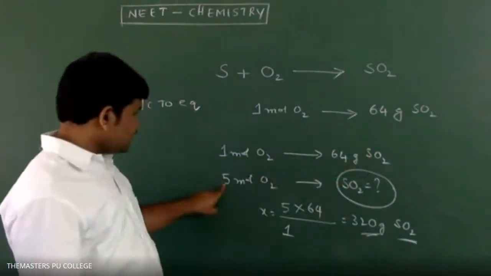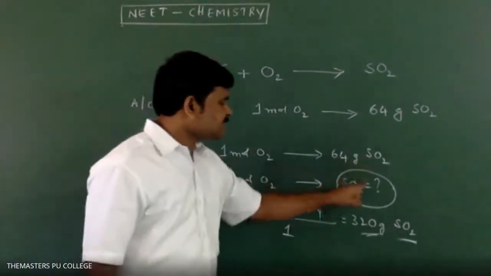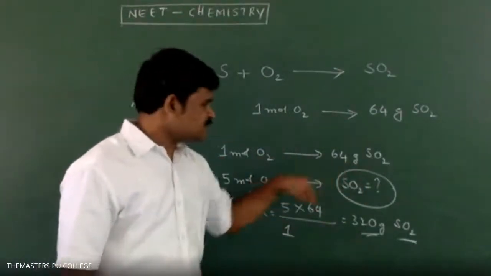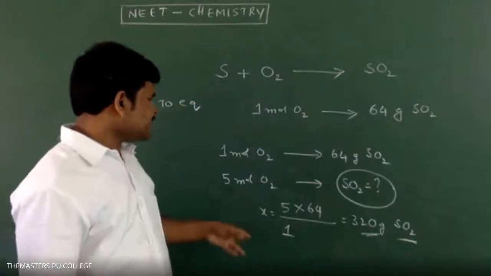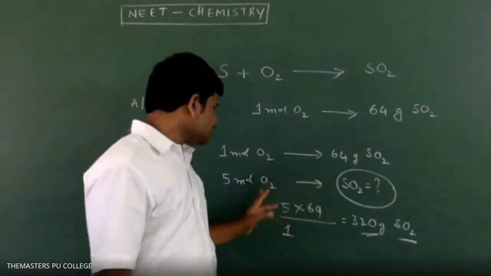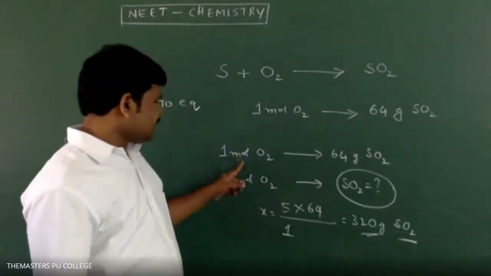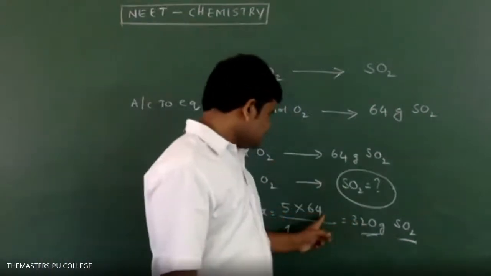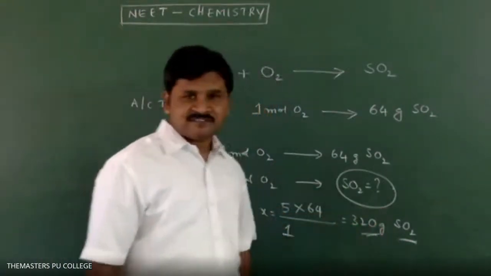If you take 5 moles of O2, how much SO2 will we get? Cross multiplication: 5 into 64 by 1 mole. The mole cancels, so you will get 320 grams of SO2.